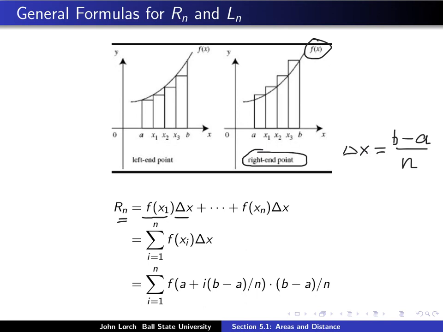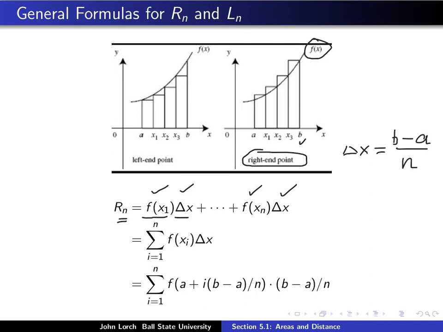So we have x1 and then x2 and then x3, and we keep going until we get to the right-hand endpoint b, right? Okay, so r sub n, this is our right-hand endpoint area estimate. It's the height of the first rectangle times its base, and then you take the height of the second rectangle times its base, and then you just keep doing that until you get the height of the last rectangle times the base.